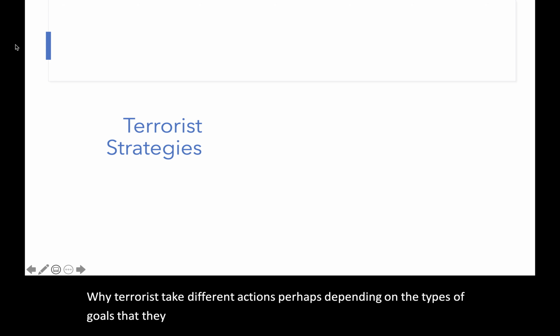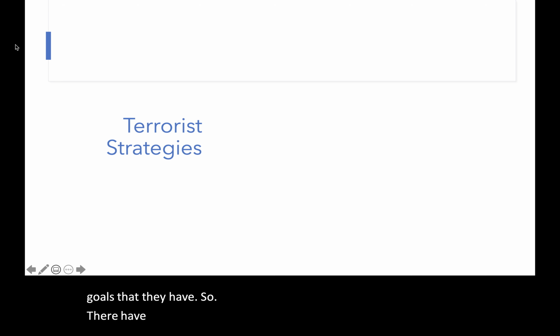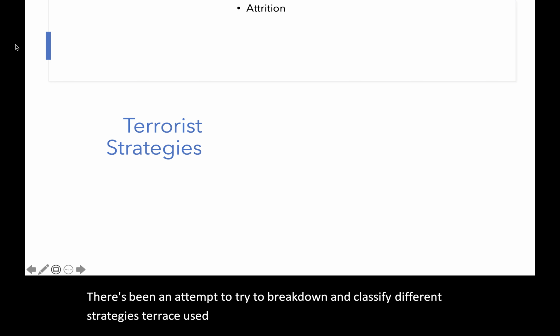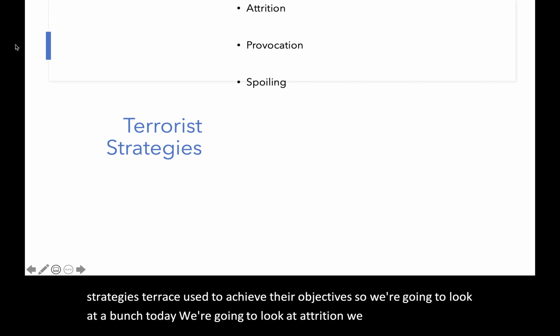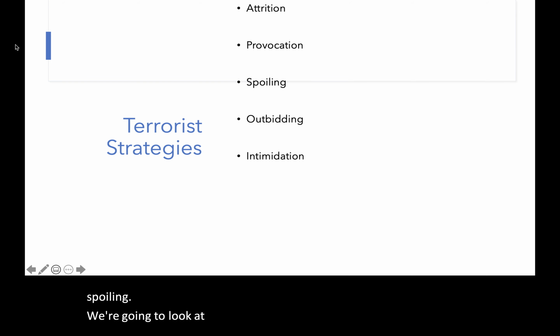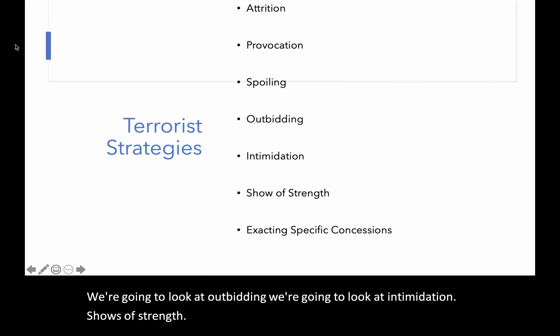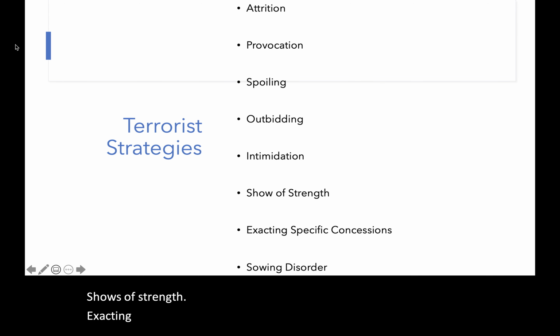So there have been attempts to break down and classify different strategies terrorists use to achieve their objectives. So we're going to look at a bunch today. We're going to look at attrition, provocation, spoiling, outbidding, intimidation, shows of strength, exacting specific concessions, and sowing disorder.